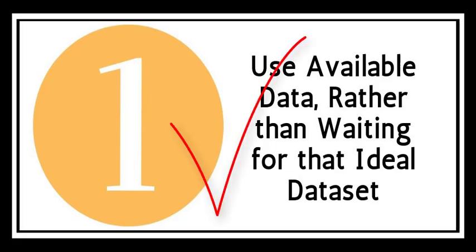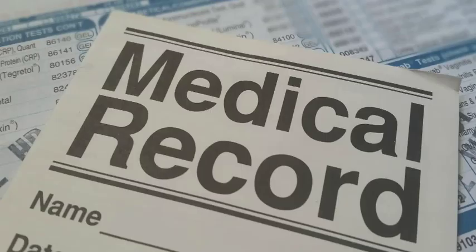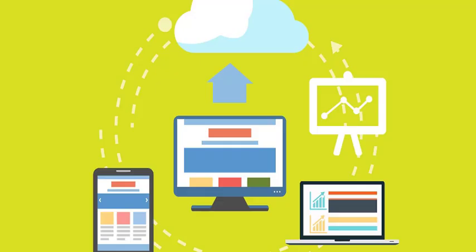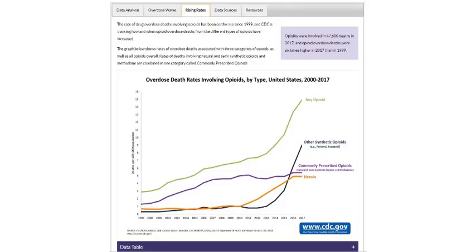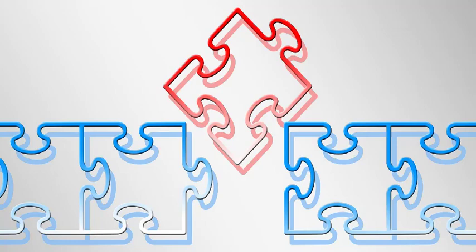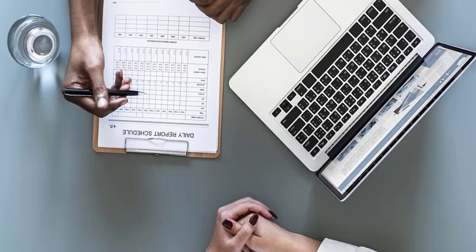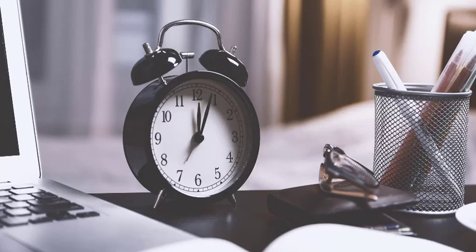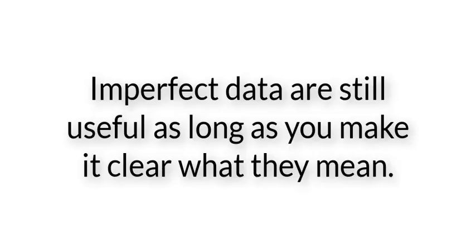Perfect data do not exist. Death certificates, hospital discharge data, medical records, and other sources can provide useful information on opioid trends. However, all of these data have flaws such as incomplete coverage, missing information, time lags, or biased reporting. But don't despair. Imperfect data are still useful as long as you make it clear what they mean.